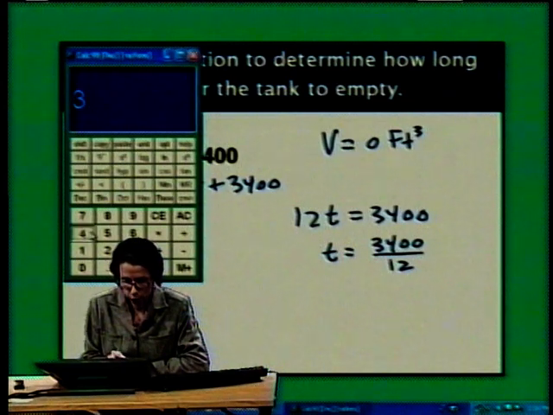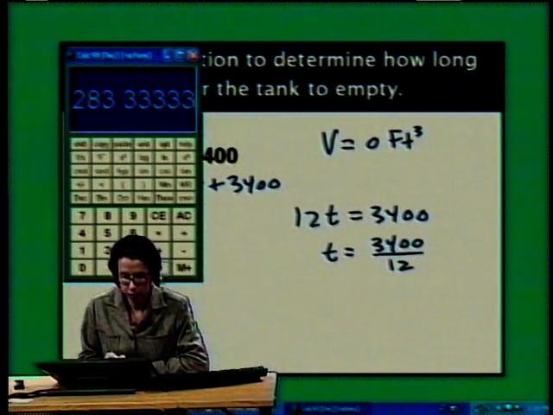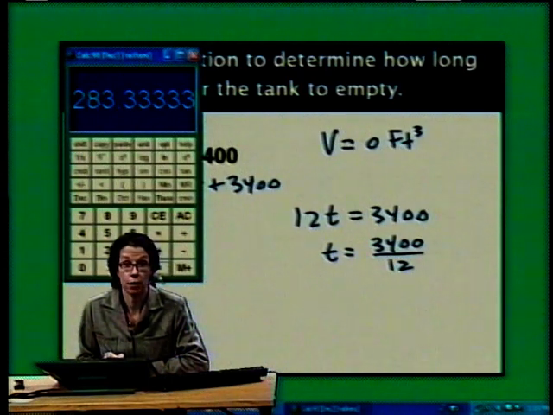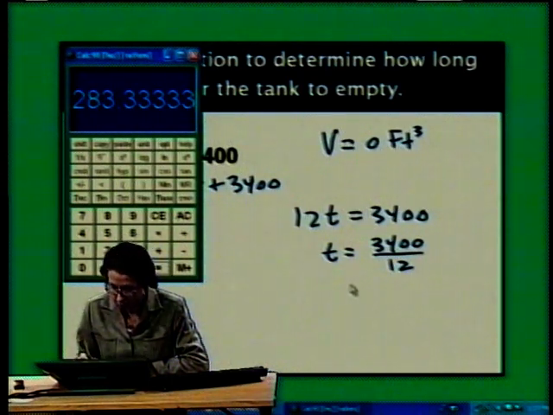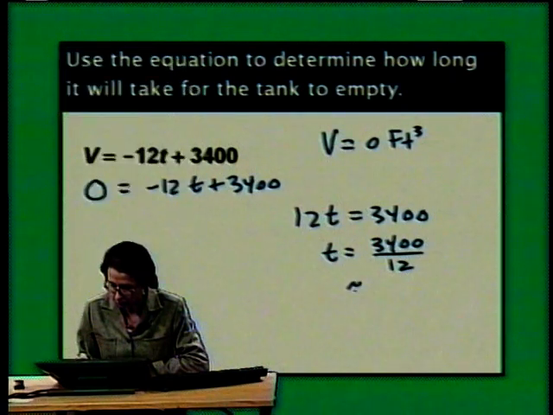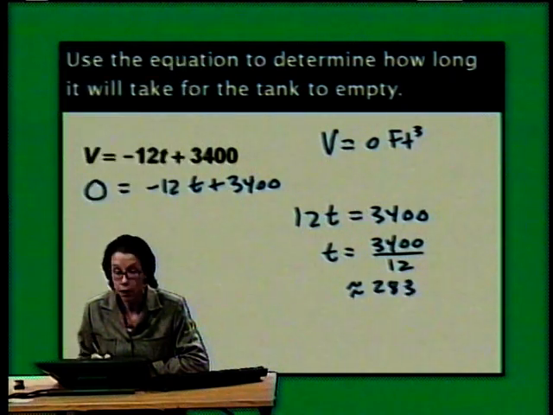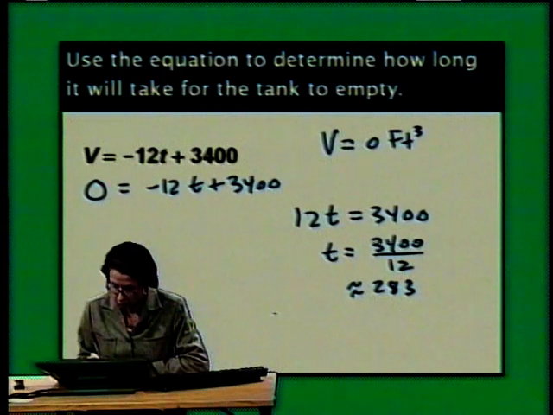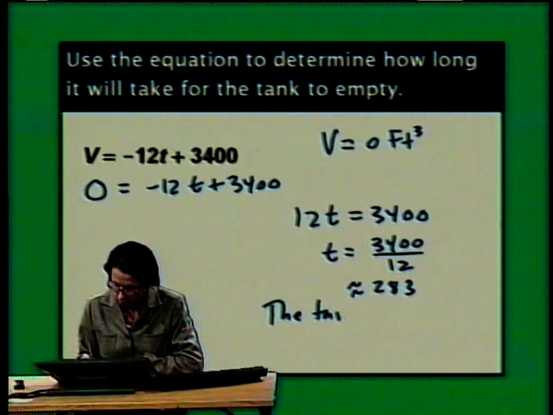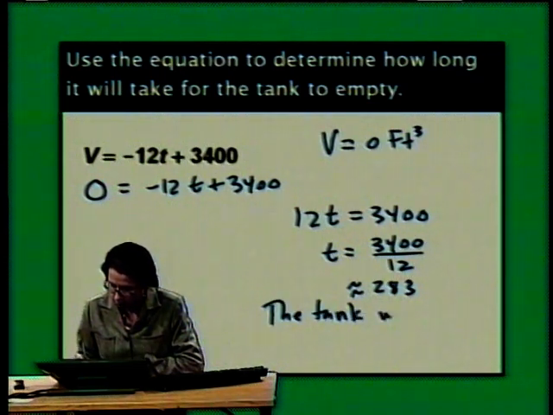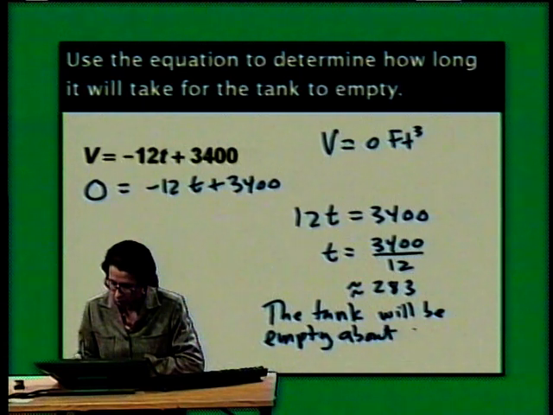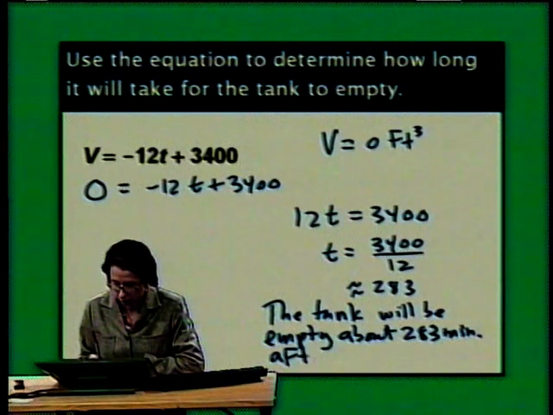So 3,400 divided by 12 is about 283 minutes. So I'm going to round this off to the nearest minute and state a conclusion. So the tank will be empty about 283 minutes after production begins.